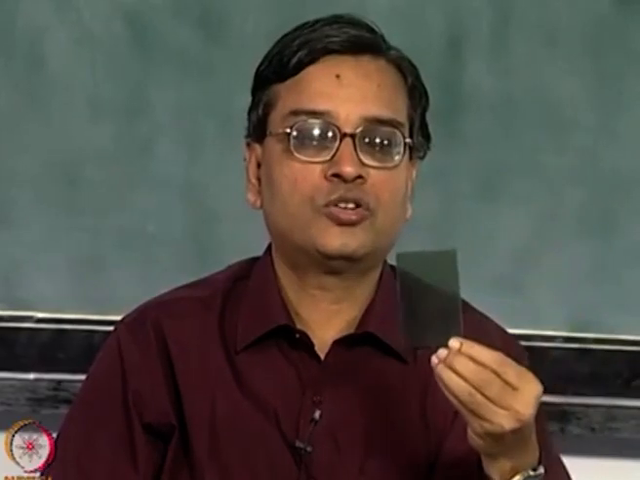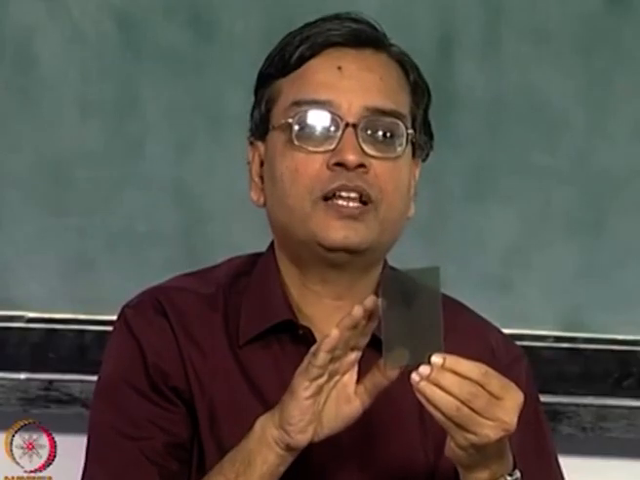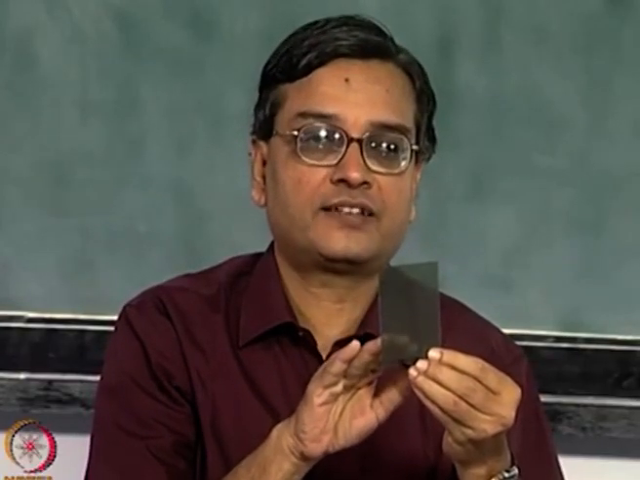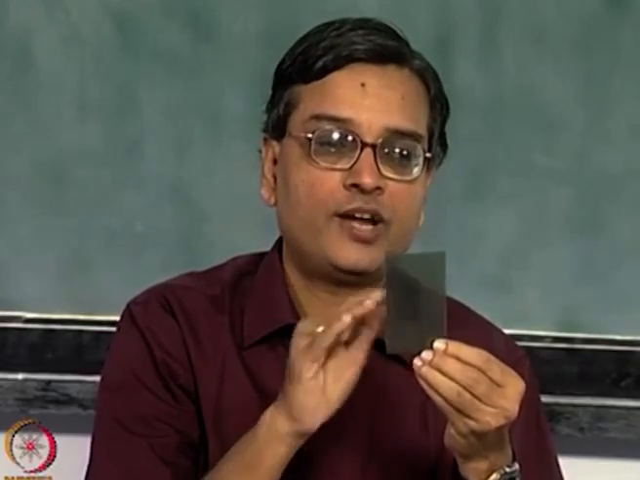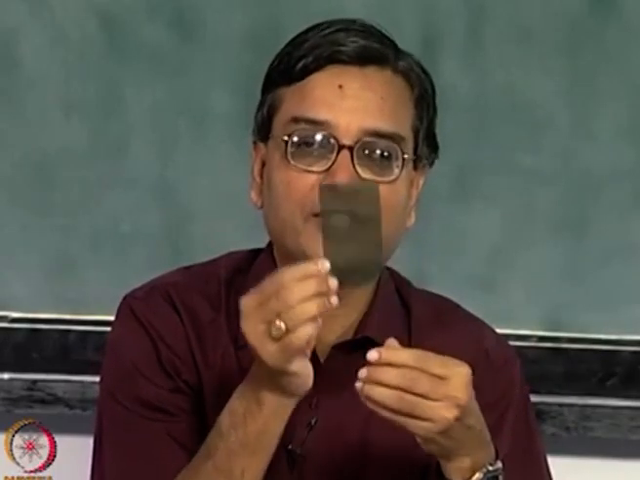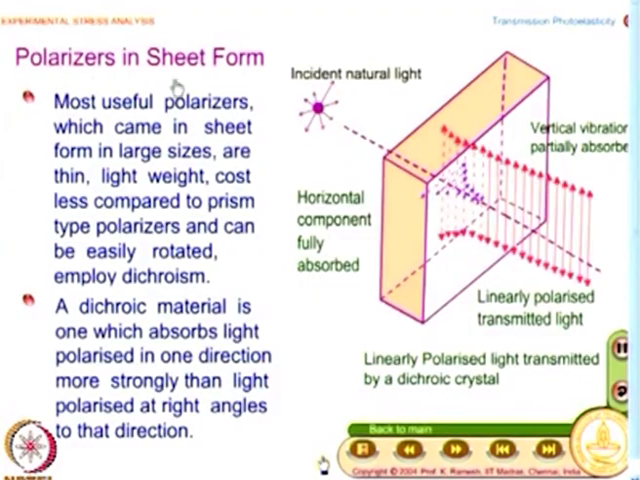You have a sheet polarizer which is very convenient for you to rotate, and it is also easy to have a larger field. It acts like a filter, because when you have natural light, you get only plane polarized light that comes after this. And for you to understand this, you should know some aspects of crystal optics, only then you will be able to appreciate even the physics behind a sheet polarizer. And that is what we looked at in the last class, polarizers in sheet form.